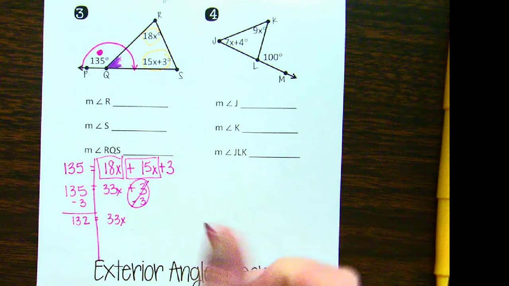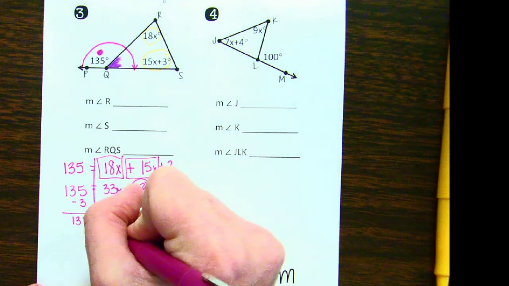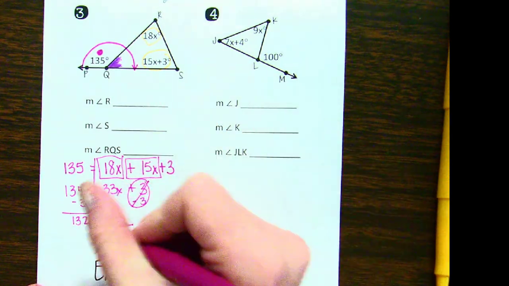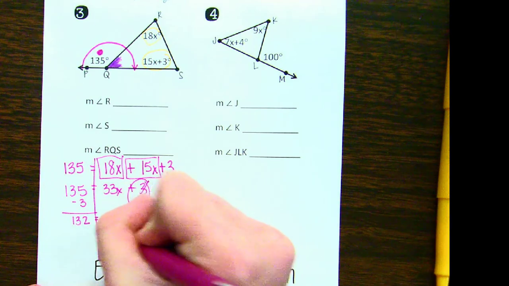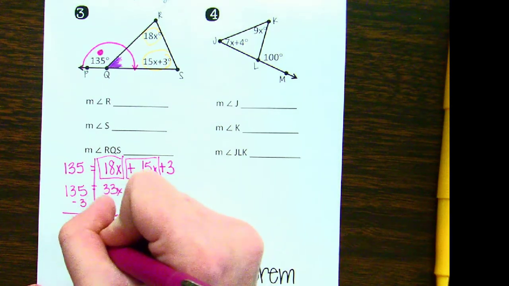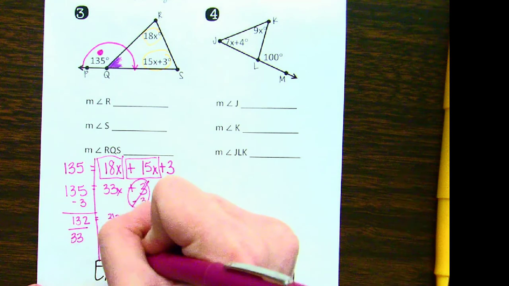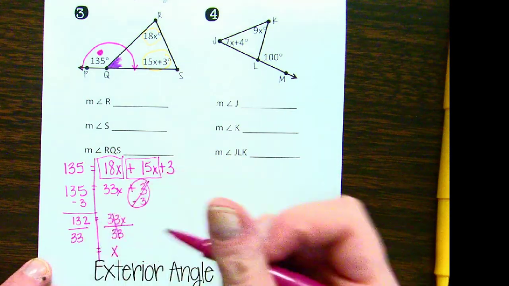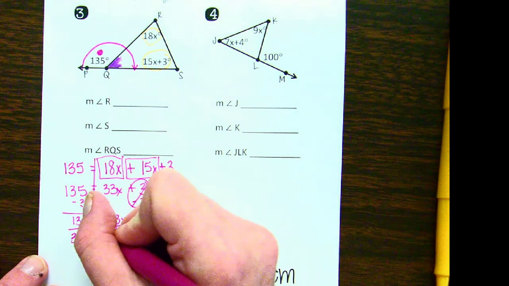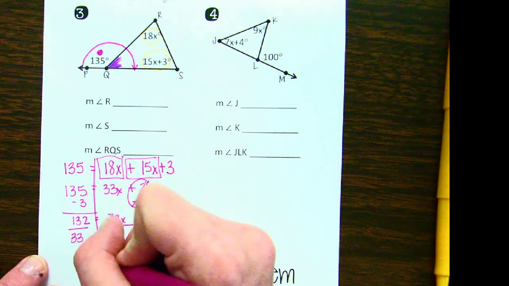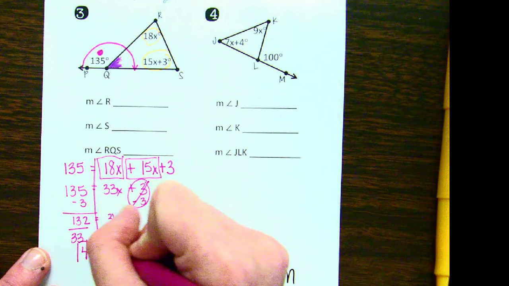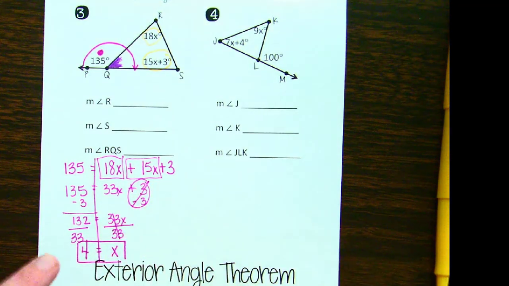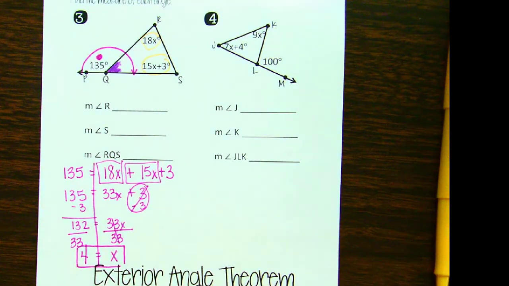33 is multiplying the variable x, so to get rid of it, I'm going to use the inverse operation to divide by 33 on both sides to keep it balanced. 33x divided by 33 leaves me with 1x, which is what I'm looking for. And 132 divided by 33 is 4. That means x is 4.